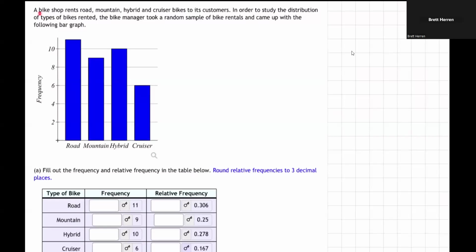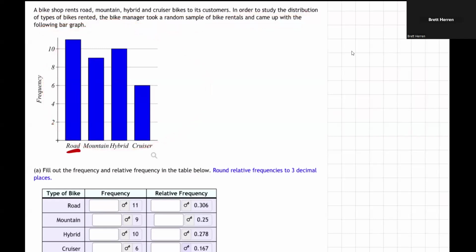This question says a bike shop rents road, mountain, hybrid, and cruiser bikes to its customers. In order to study the distribution of types of bikes rented, the bike manager took a random sample of bike rentals and came up with the following bar graph. So there's the bar graph. Let's take a look at it.